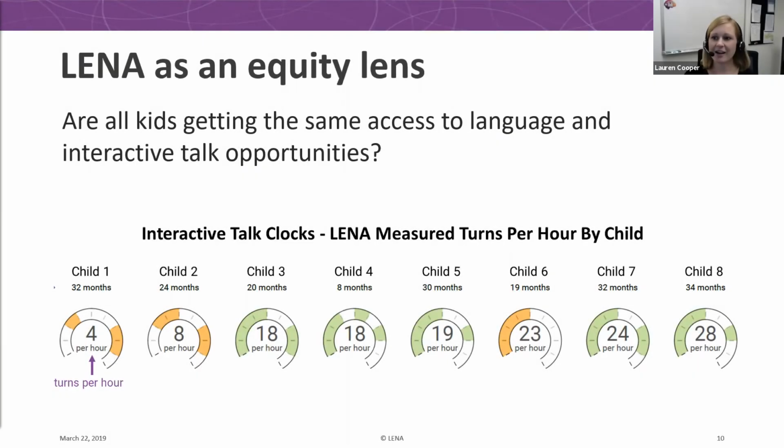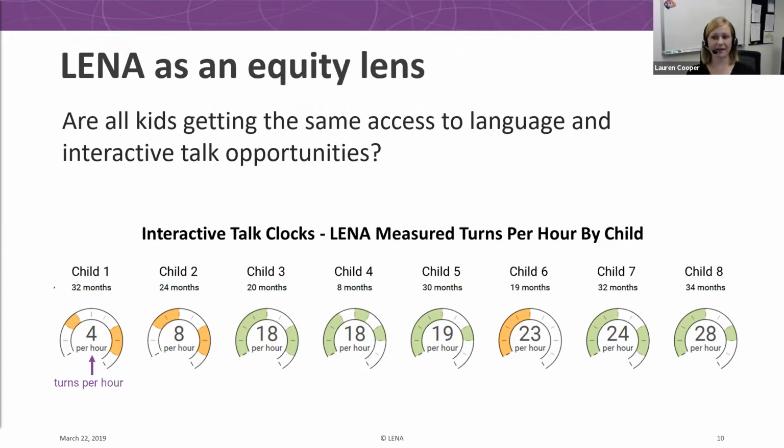All right. So the first recommendation, and this has come up quite a bit, and I think is a really great way to think of the LENA data, is to view the data through an equity lens. So are all kids getting the same access to language and interactive talk opportunities? Basically, are we treating all our kids the same? Are we interacting as much with the kids who talk a lot and who are super interactive with the kids who are maybe more withdrawn or quieter or younger?